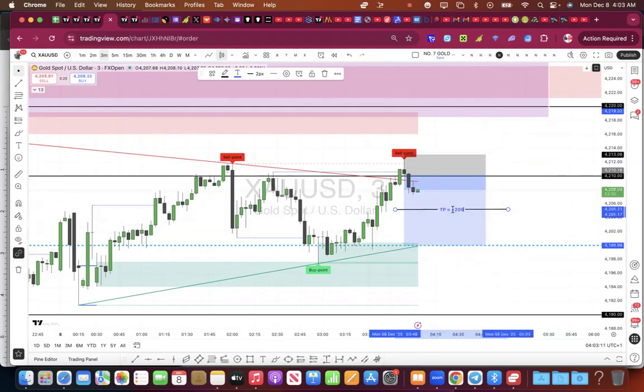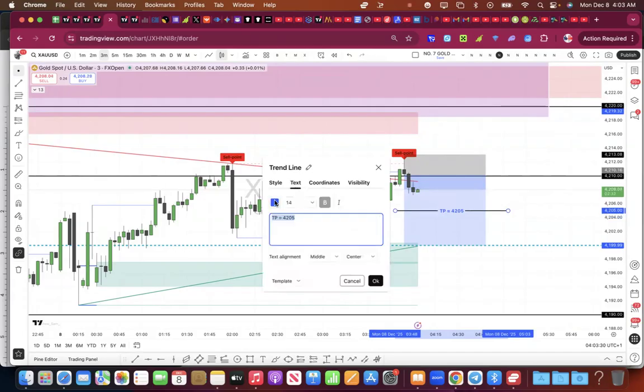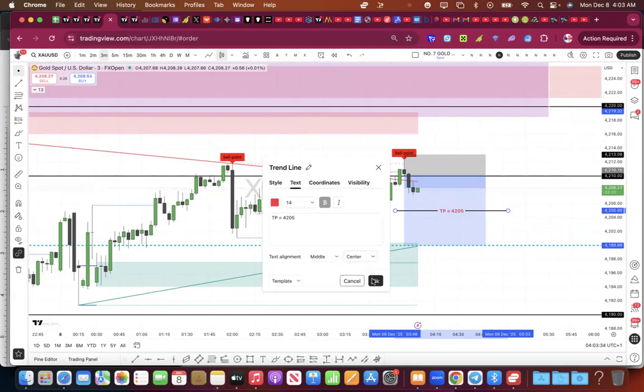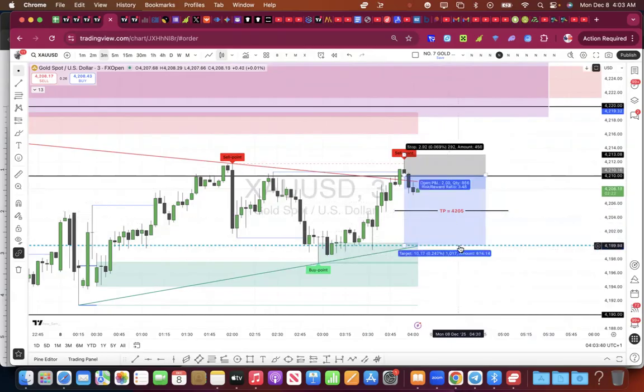So 4205. So probably I need to go into the coordinate and then adjust it to be proper. 4205.00. Okay, so you can change it to red. And then okay, so that means the first profit target will be here and the second one will be here.